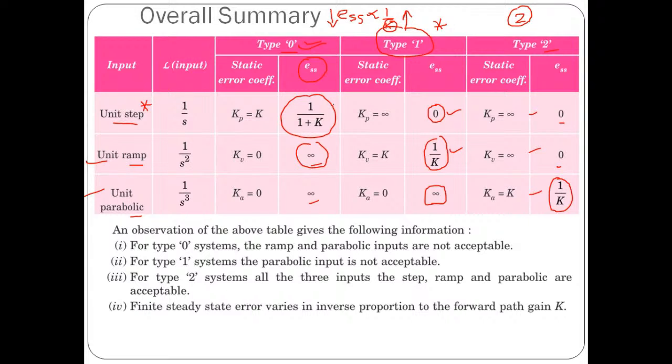This is very important. Now, in today's session, we are going to solve some numericals on steady state error and how to calculate the value of error coefficient in case of type 0, type 1, type 2 systems for different types of input excitation, maybe say unit step, maybe say unit ramp, or you can say unit parabolic.